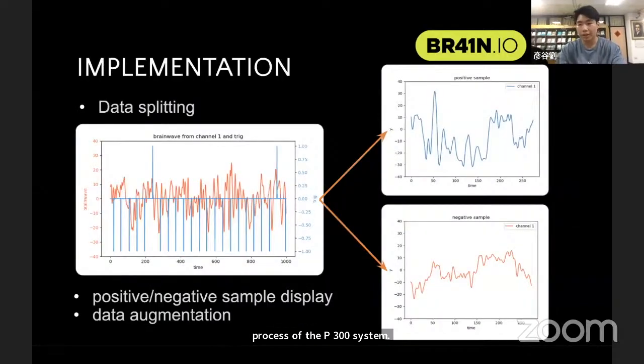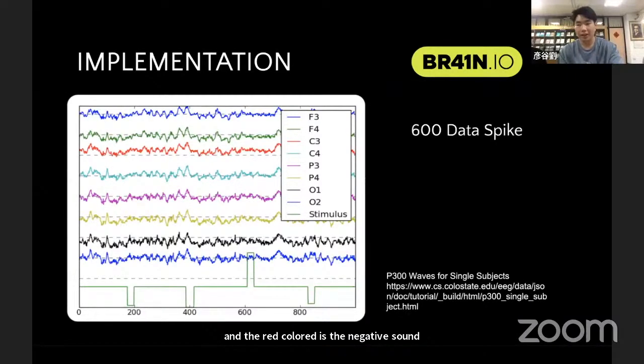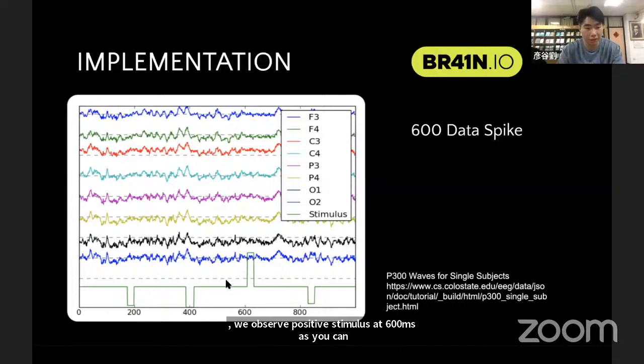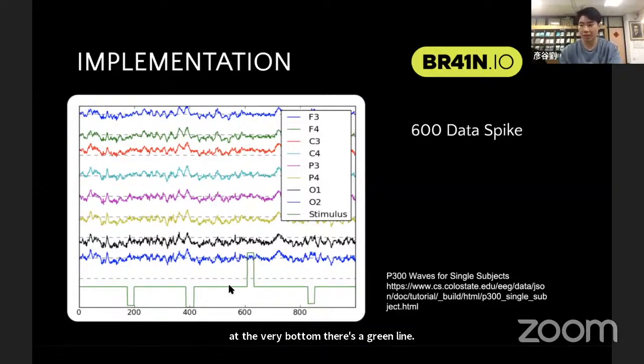The data we've gathered shows 2 categories. As you can see at the top, the blue is the positive samples and the red is the negative samples. Analyzing the data from the 8 waves that we mentioned, we observe a positive stimulus at 600 milliseconds. As you can see at the very bottom, there's a green line, suggesting that the subject is looking at the targeted number or object.